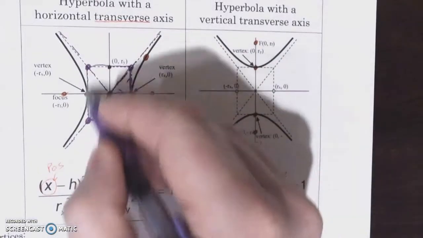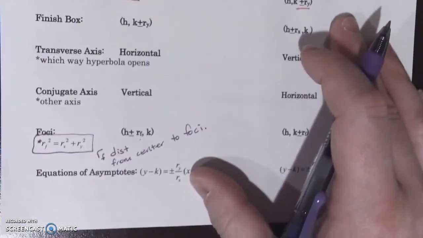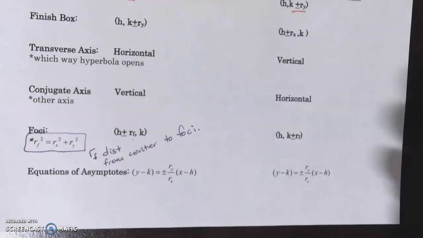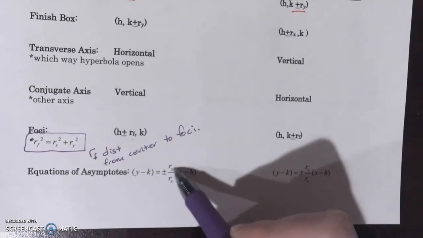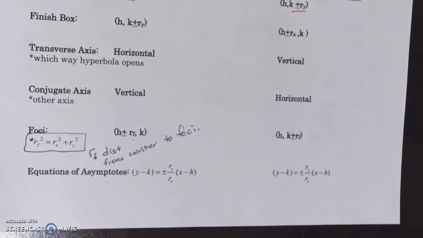So not only can we draw the asymptotes with the box that we've created, but we can also find the equation of the asymptotes very easily if we know h, k, r sub y, and r sub x, or the distances from the center to the conjugate axis points, or the transverse axis points, or the vertices.